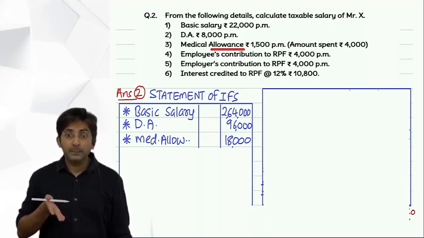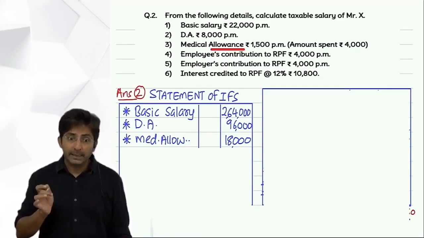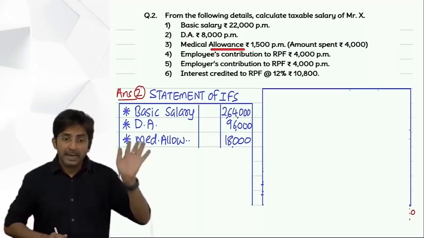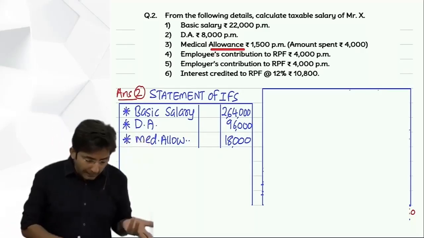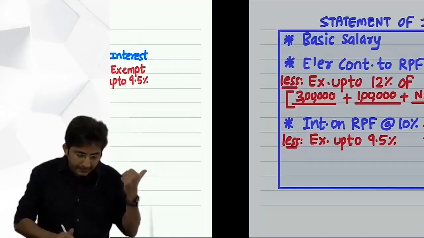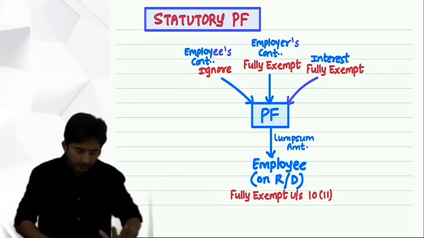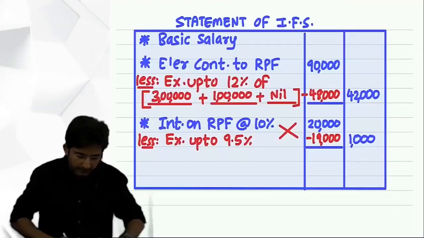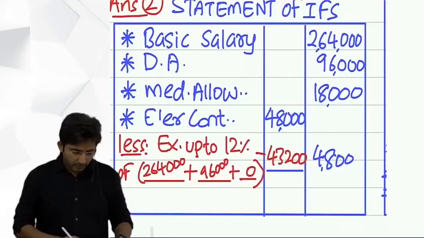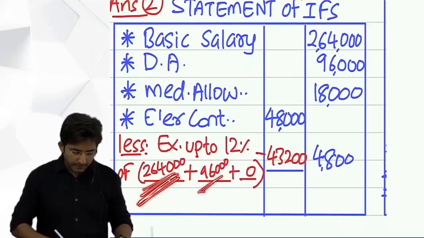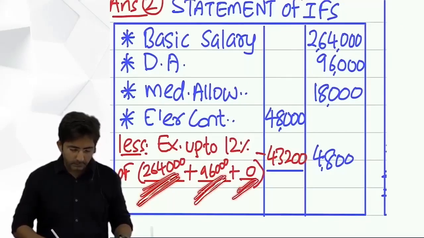What if this was SPF? Fully exempt. Then I would have put a dash directly in the outer column. You forgot, I had explained SPF first today. See this? SPF is fully exempt. But in this question it is not SPF, it is RPF. So 12% of basic plus DA plus turnover commission.